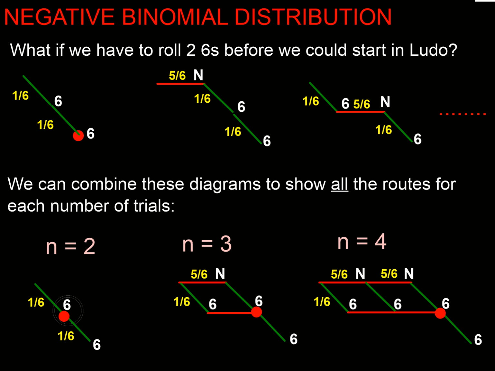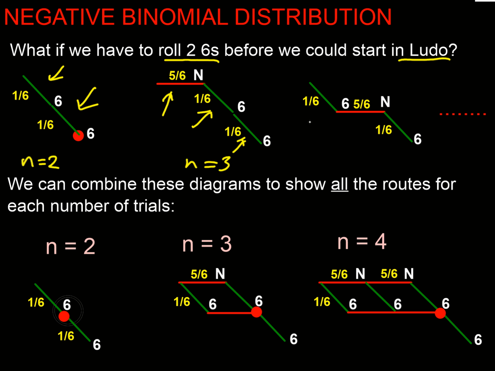What if we had to roll 2 6s before we could start at Ludo? Well, let's start making some examples of success. Well, this is the first and simplest one, that we have we roll the dice twice and we get 2 6s. So we'd be finished, wouldn't we, in 2 trials, so their n would equal 2, wouldn't it? What else could we have? Well, we could be unsuccessful the first time, fail, and then we get a 6, and then we get a 6. So we've completed this in 3 trials.